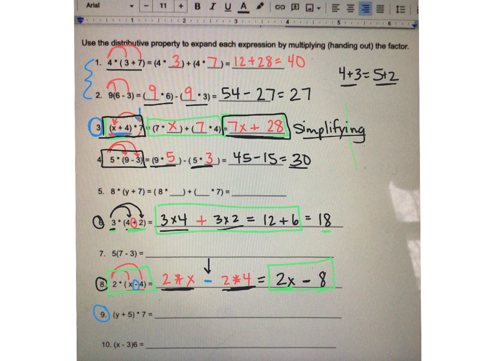I'm going to hand out my 7. Remember, I take that 7 to the first term behind my parentheses. I don't start with a 5. I go to the y. So I'm going to multiply 7 times y. And then I'm going to hand it out to the 5. 7 times 5. And it looks like there's a plus sign in the middle, so I have to move that over. 7 times y is 7y. 7 times 5 is 35. And here's my plus sign, so I bring it over. This expression here is equal, or the same value, as this expression. It just looks different.